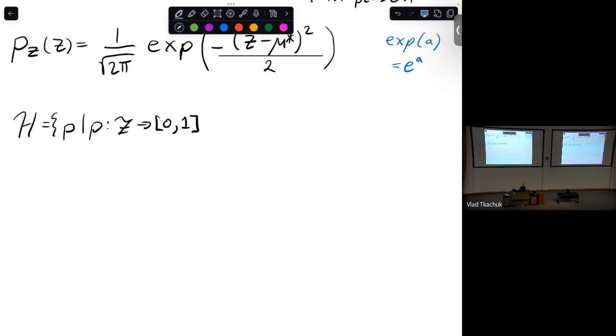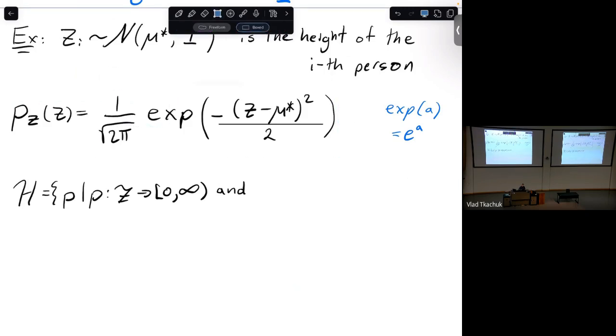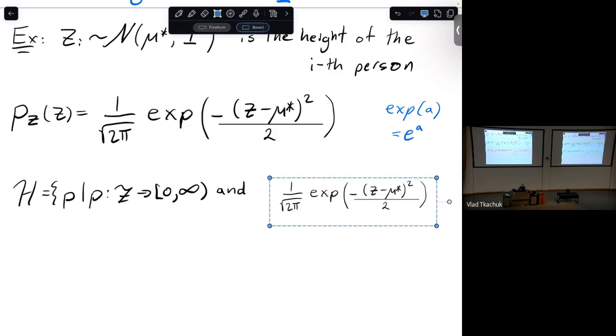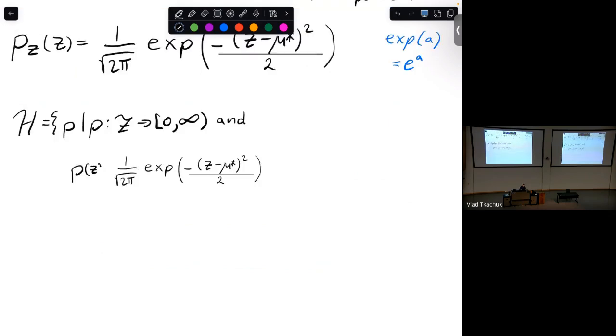that p is a map from the outcome space, and since it's a PDF, this is not going to be 0 to 1. This is going to be 0 to infinity, right? The density could go up to infinity, and P has a certain structure, and the structure is the following. It looks like this. And P of Z equals the following, and the parameter mu, the mean, is an element of the real numbers. And that's H.